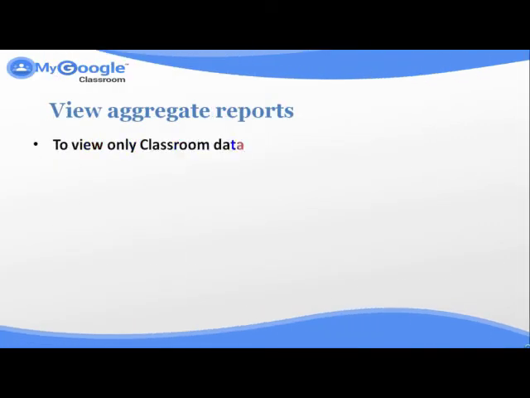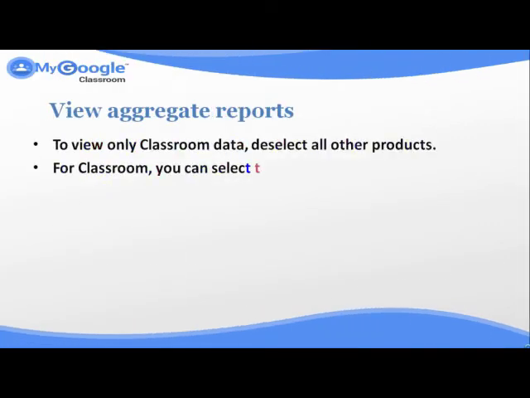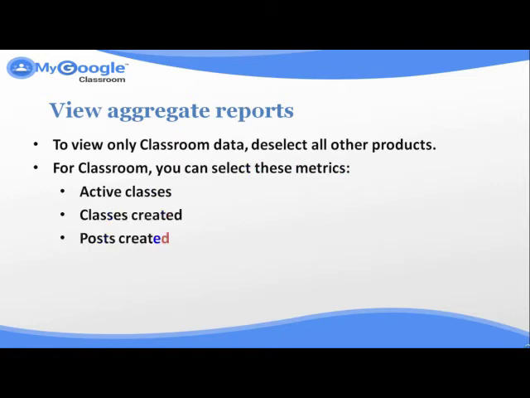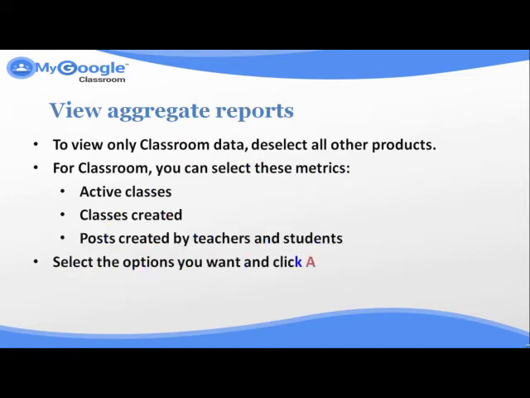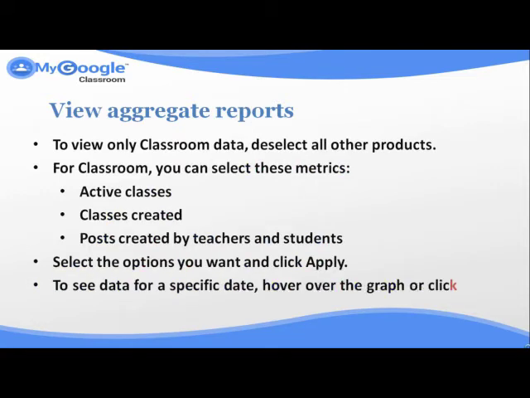To view only Classroom data, deselect all other products. For Classroom, you can select these metrics: active classes, classes created, posts created by teachers and students. Select the options you want and click Apply. To see data for a specific date, hover over the graph or click a data point.